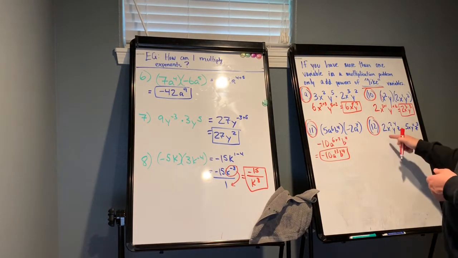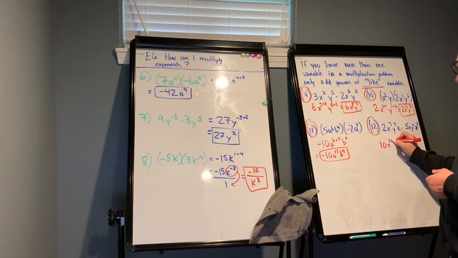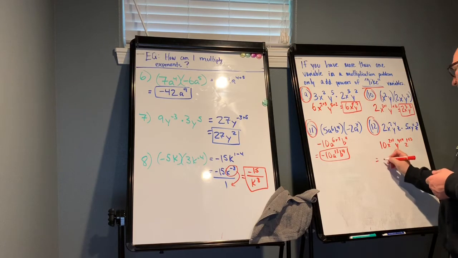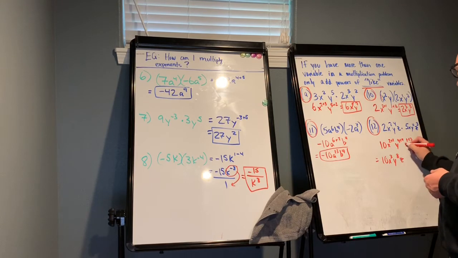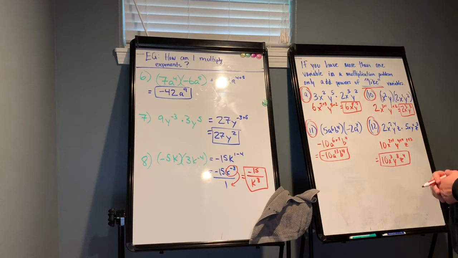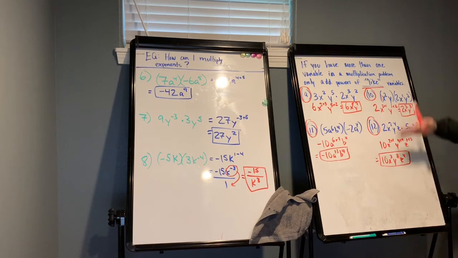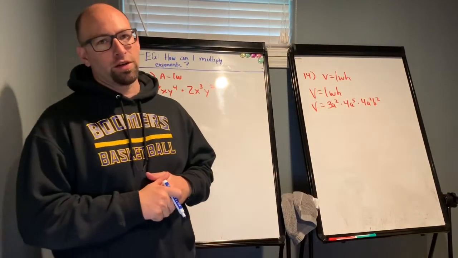That's it. Right here we've got 2 times 5. So we got 10, x, you got x2 and x1, so 2 plus 1. You got y, 4 plus 4. Then we got z, 1 plus 3. So we add those all together. You got 10x to the 3rd, y to the 8th, z to the fourth. So there's your examples there. Make sure you take those notes down, every last part, and then pause the video if you have to and write those down.